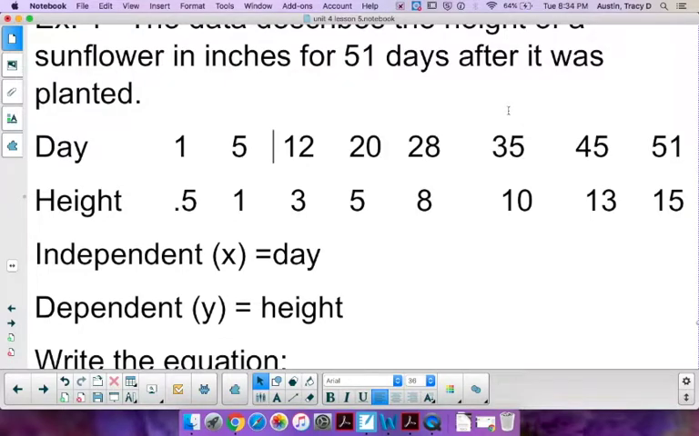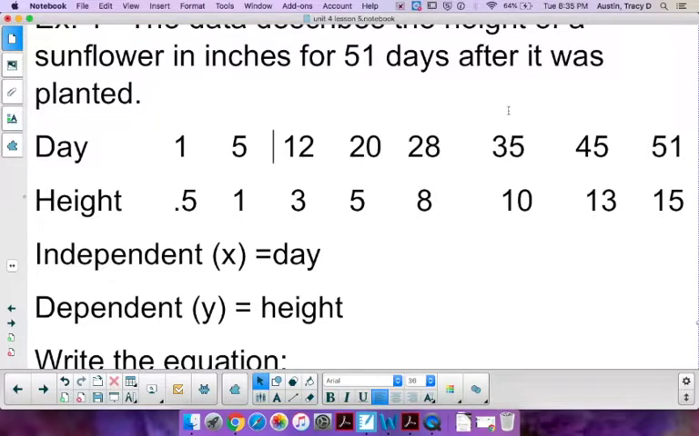Remember, you go to stat and then edit. So you just hit 1, enter, 5, enter, 12, enter, 20, enter, 28, keep going. I'm going to type them in with you, 35, 45, and 51. And then what did I say to do next? Use the right arrow up in the right-hand side of your calculator. Use the right arrow to go over to the next column, L2, where we're putting our Y. And you're going to type those numbers in, 0.5, 1, 3, 5, 8, and keep going. I'm typing them in with you.